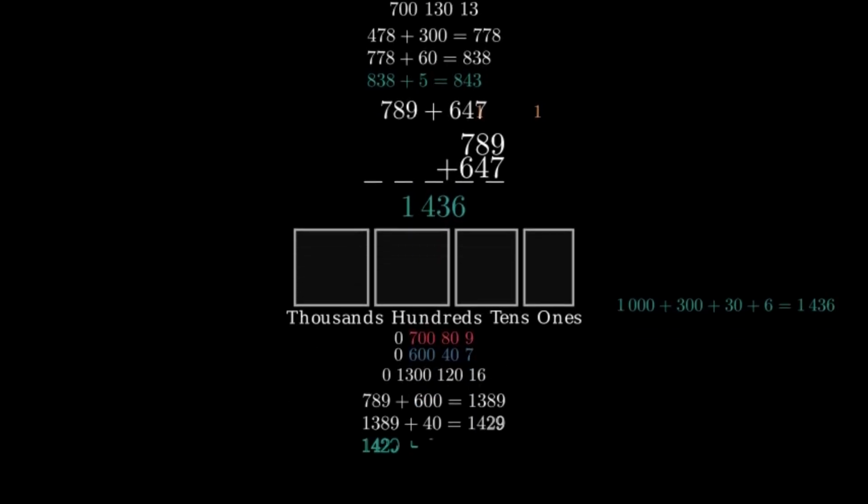Method 3. Add in chunks. A helpful way is to add the big hundreds first, then tens, then ones, or add to round numbers. For 789 plus 647, do this. 789 plus 600 equals 1,389. Then add 40 to get 1,429. Then add 7 to get 1,436.